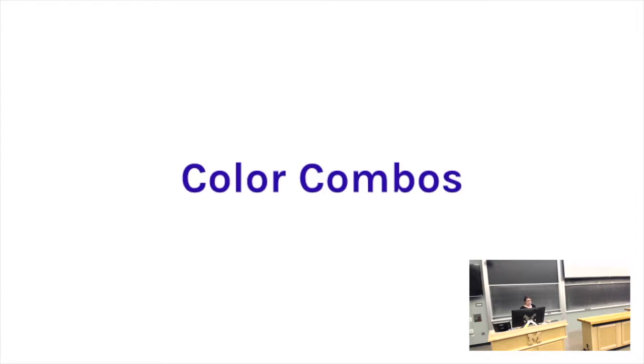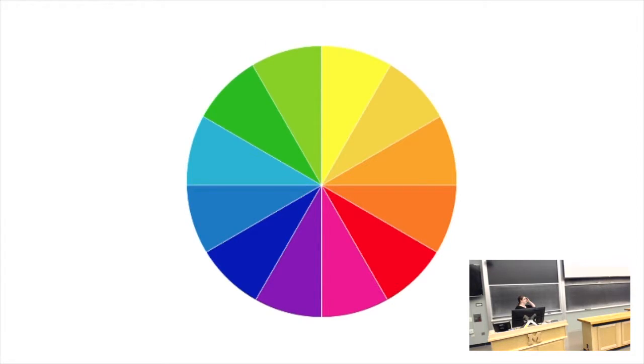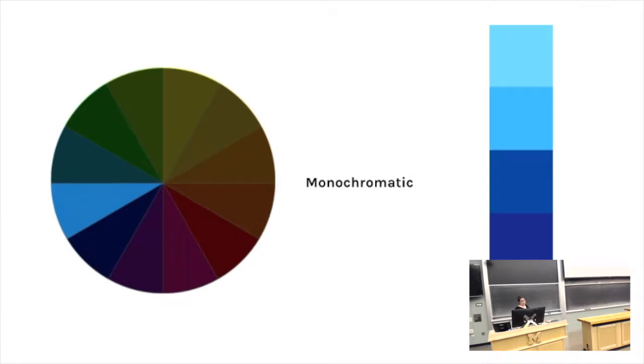Okay. So, different color combinations. Here is your classic color wheel. It's comprised of the three primary colors, which are yellow, red, and blue, and then all the different hues that live between those primary colors. So one way you can create a color palette is called monochromatic, and it's basically just picking one color and picking different shades of it. All you're doing is changing the lightness of the color when it's a monochromatic palette.